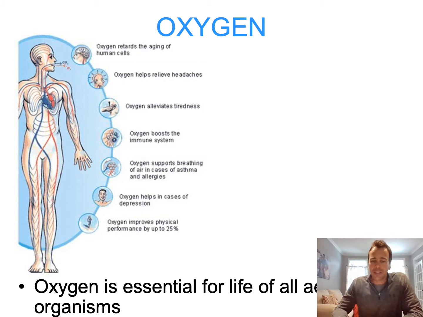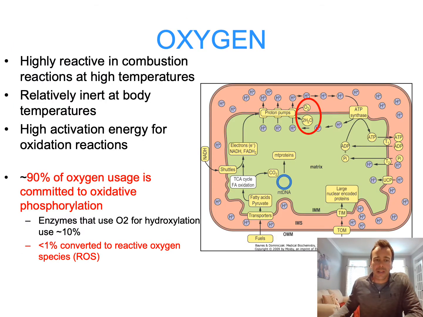Obviously, we know that oxygen is essential for all aerobic forms of life. Shown are just some of the things that oxygen can do for us. But again, pretty obvious here. Oxygen at high temperatures can be highly reactive in combustion reactions, but lucky for us, at body temperatures it's relatively inert. There's a high activation energy for oxidation reactions.